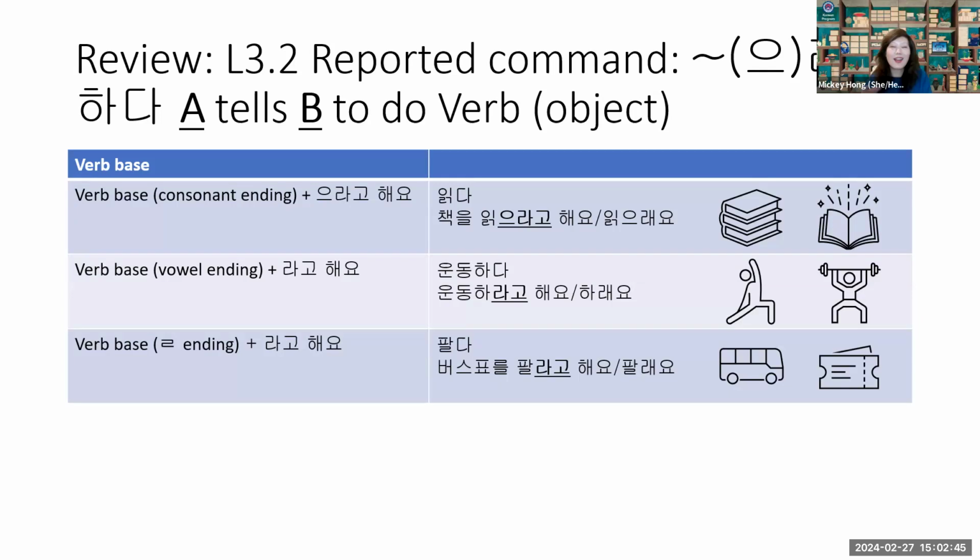Now the command, when somebody tells you to do this. It's 으라고 해요 for a consonant ending verb. A vowel ending verb just takes 라고 해요. And it's the same for ㄹ ending, just 라고 해요, even if it ends in a consonant. 책을 읽으라고 해요. 책을 읽으래요. They say to read. 운동하라고 해요. 운동하래요. They say to exercise. 버스표를 팔라고 해요. 팔래요. They say to sell the bus ticket.